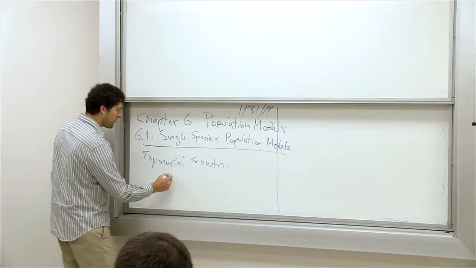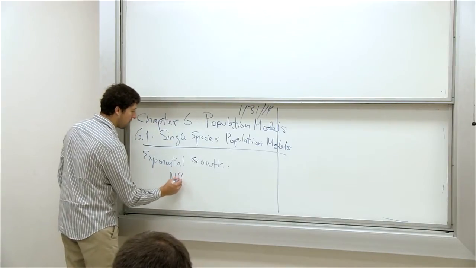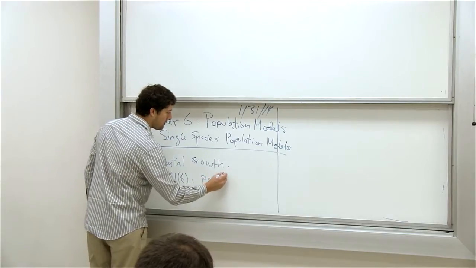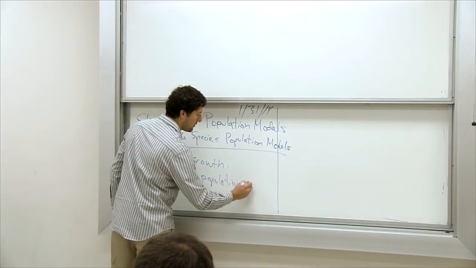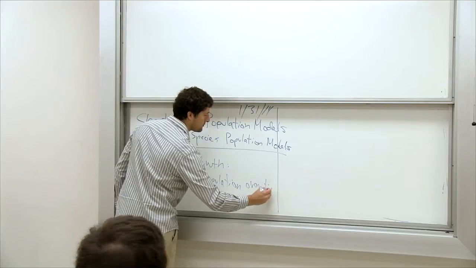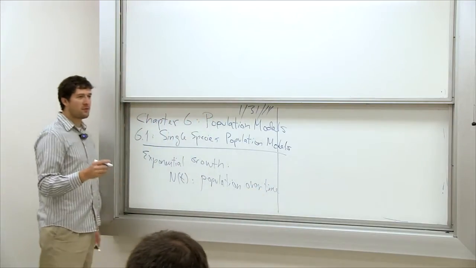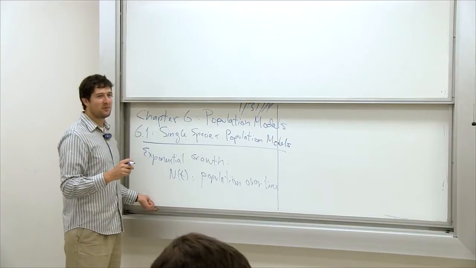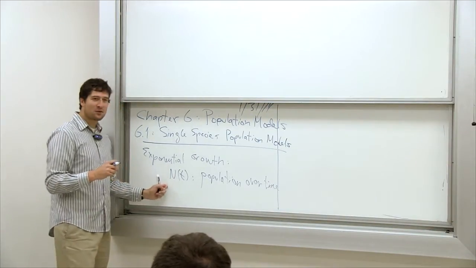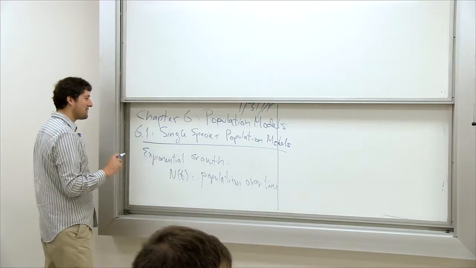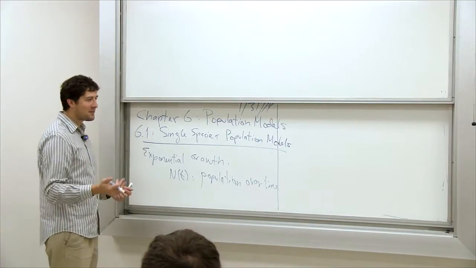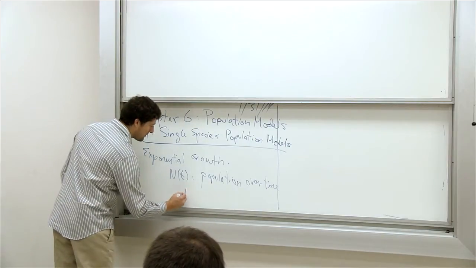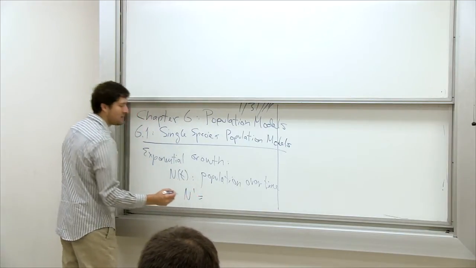So just like before, we're going to call n of t the population over time. So think about your favorite animal. Krista, what's your favorite animal? Giraffes. Okay, this is a population of giraffes. And it's growing over time. So think about giraffes in a desert. There's plenty of food and there's plenty of space. So how do the giraffes grow over time?